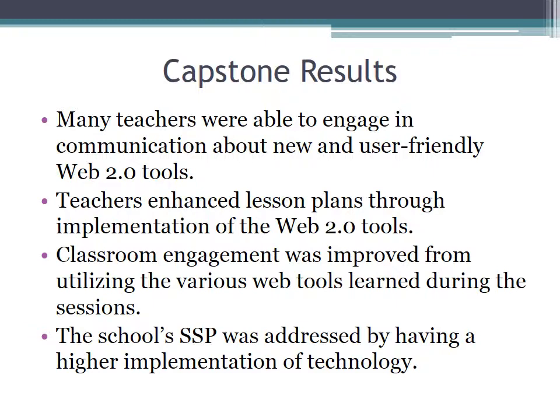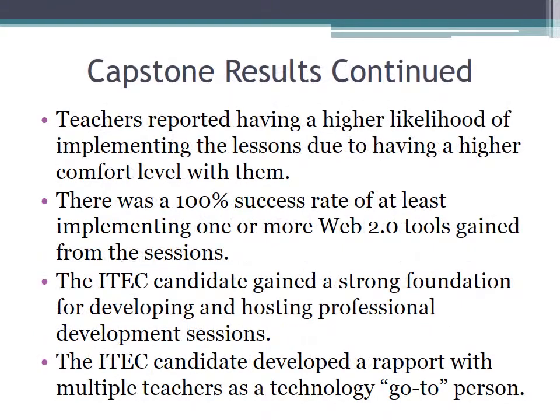Lastly, for the results, the school strategic plan was addressed by having a higher implementation of technology school-wide, which was one of the areas that was often addressed as a weakness. Teachers reported having a higher likelihood of implementing these lessons due to having a higher comfort level with them. That had been one of the prior needs and concerns, and based on this and having the feedback provided on the wiki, they were able to learn and take away much more.